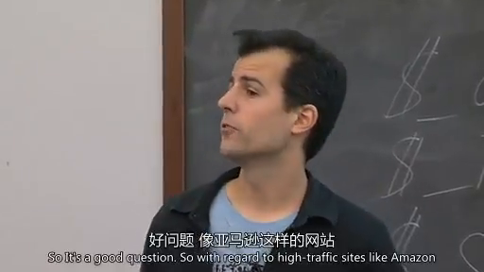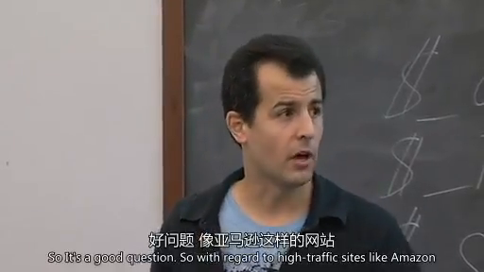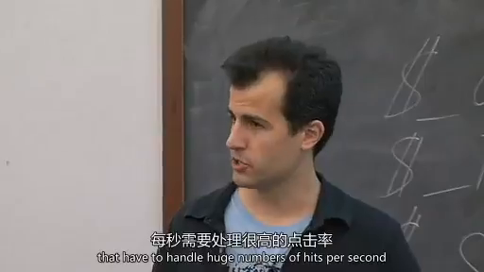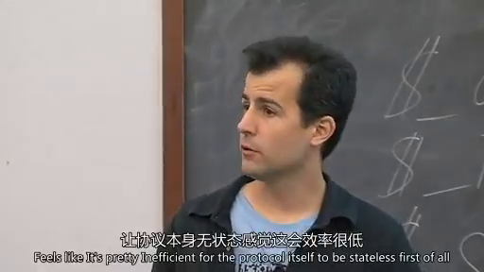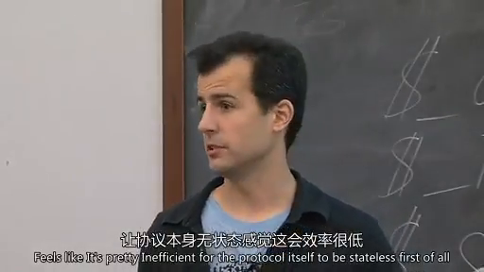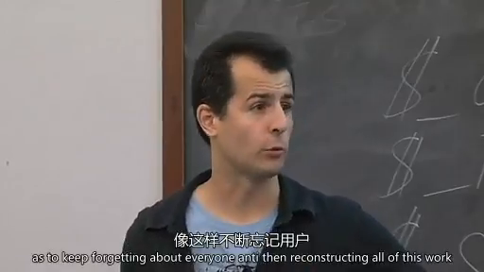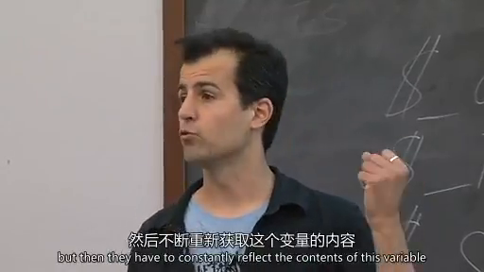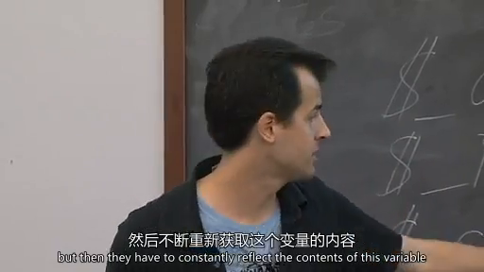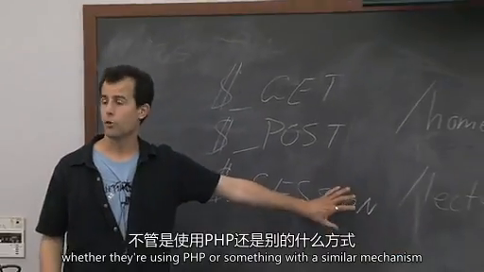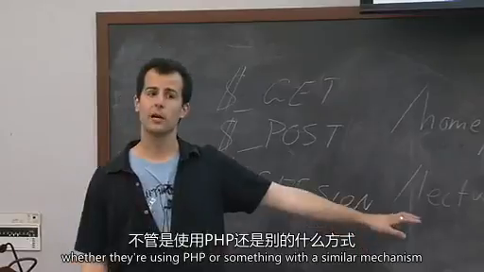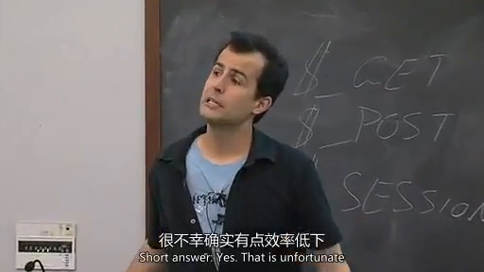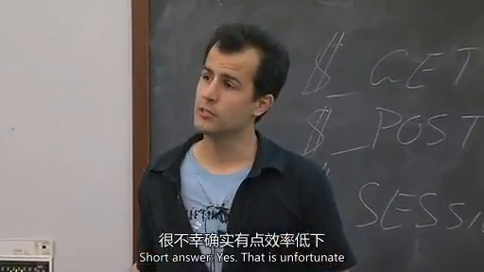So it's a good question. With regard to high traffic sites like Amazon that have to handle huge numbers of hits per second, it feels pretty inefficient for the protocol itself to be stateless, first of all, and just to keep forgetting about everyone and then reconstructing all of this work. But then to have to constantly refetch the contents of this variable, whether they're using PHP or something with a similar mechanism. Short answer, yes, that is unfortunate.